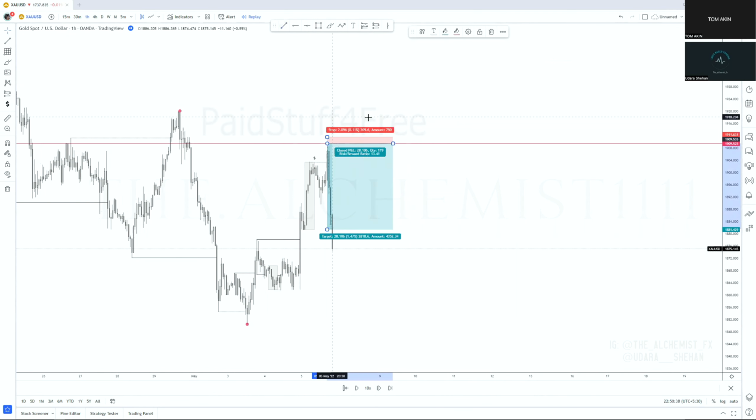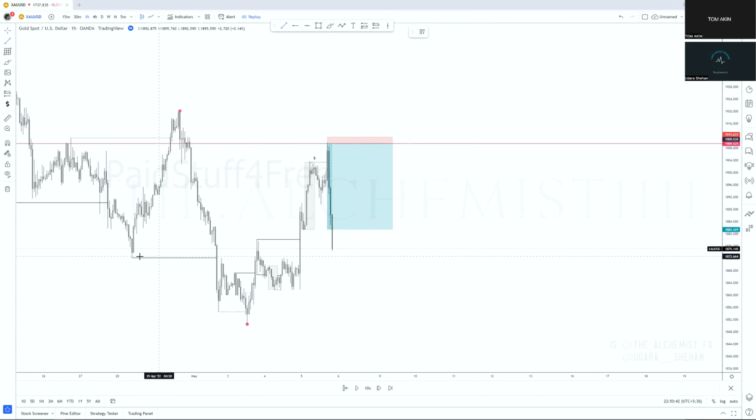That's the beauty of trading gold. So you pay yourself here. Now, what do you know? Major breakout structure bearish, counter trend bearish. What are you going to do?